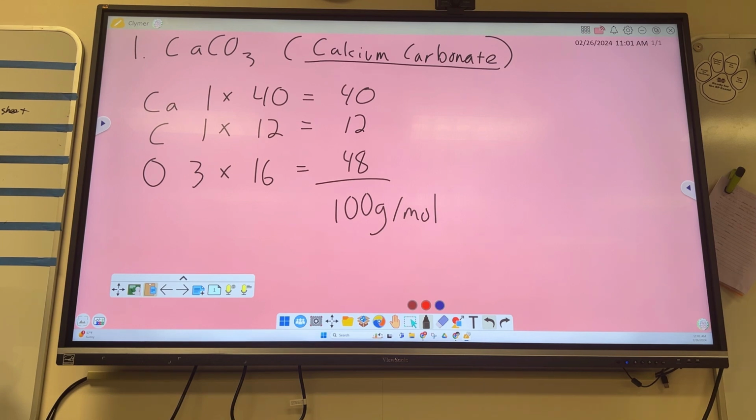What answer is this on your worksheet? First one, the m.m, molar mass. Make sure you include the unit. The molar mass for calcium carbonate is 100 grams per mole. And now that we have this, can we calculate the individual percents?